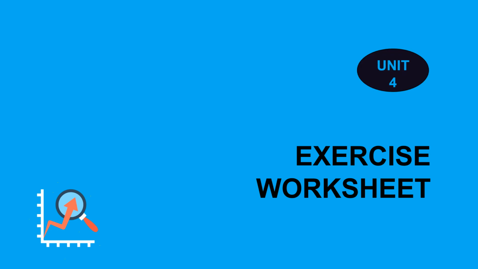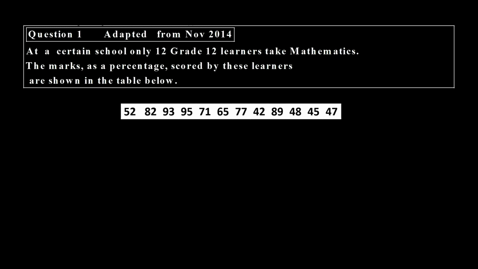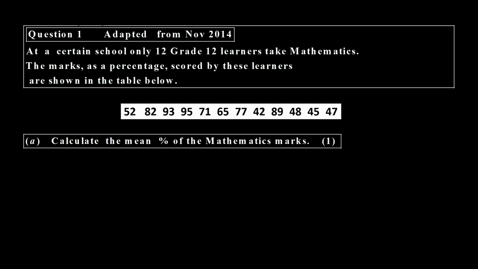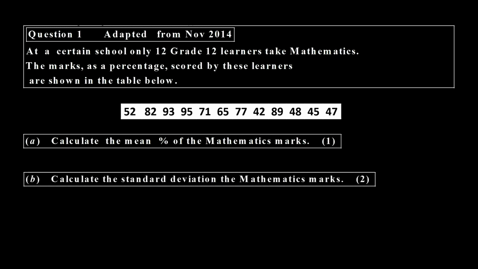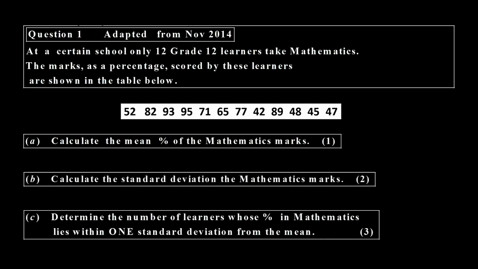Now let's look at the exercise worksheet. I've actually taken examples from previous external DBE question papers. Let's look at the first question here. This is a question adapted from the November 2014 paper. Just adapted it somewhat. There we've got the percentages of grade 12 learners. And you have to calculate the mean. Then you have to calculate the standard deviation. And then there's a question about 1 standard deviation from the mean. Read the question carefully.